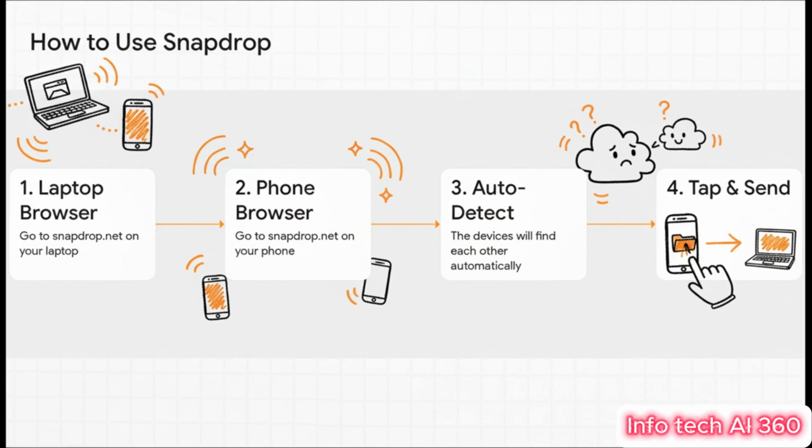So here's how it works. On both your laptop and your phone, just open up any web browser and go to snapdrop.net. The second you do, the two devices will just see each other. It's awesome. Your phone will show a unique, sometimes kind of funny, name for your laptop. Just tap that name, pick your file, and it's on its way across.